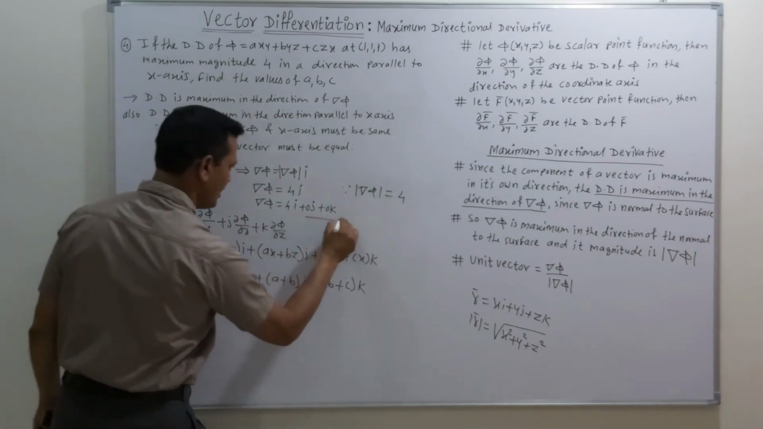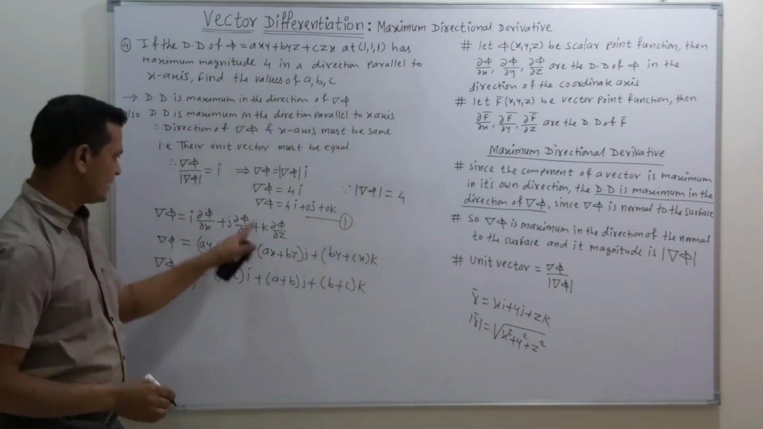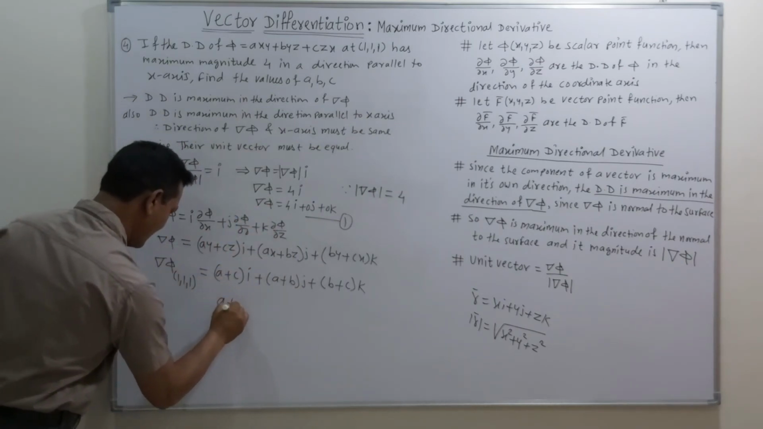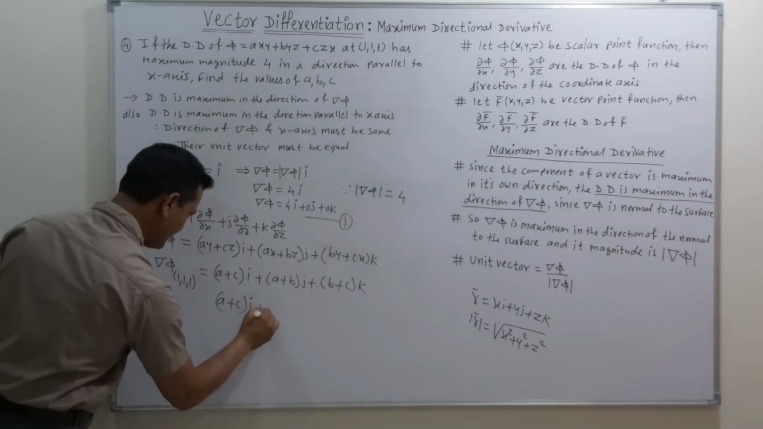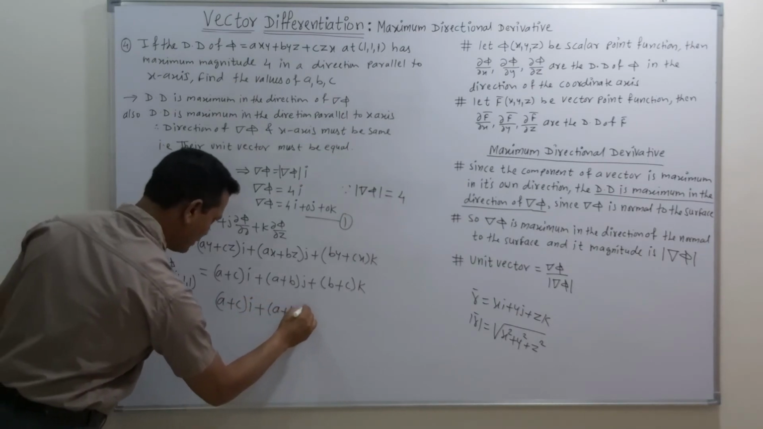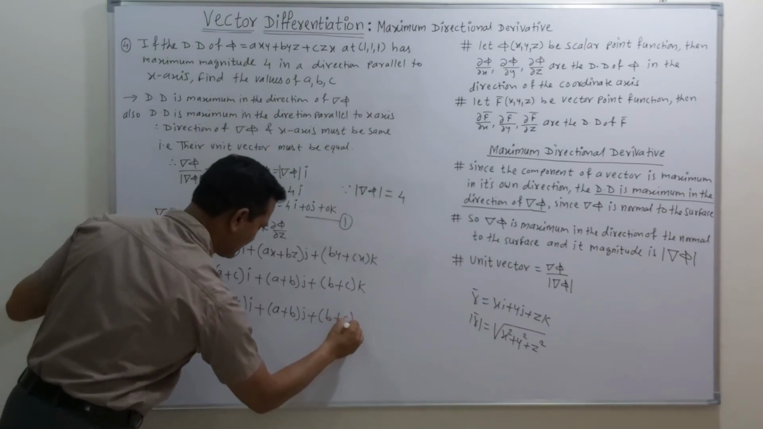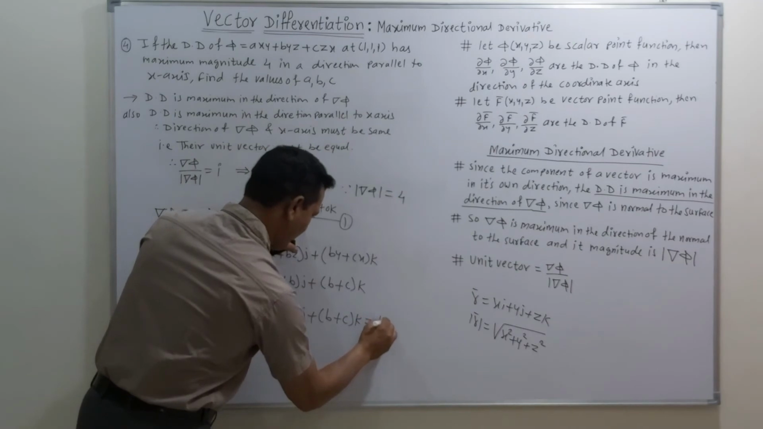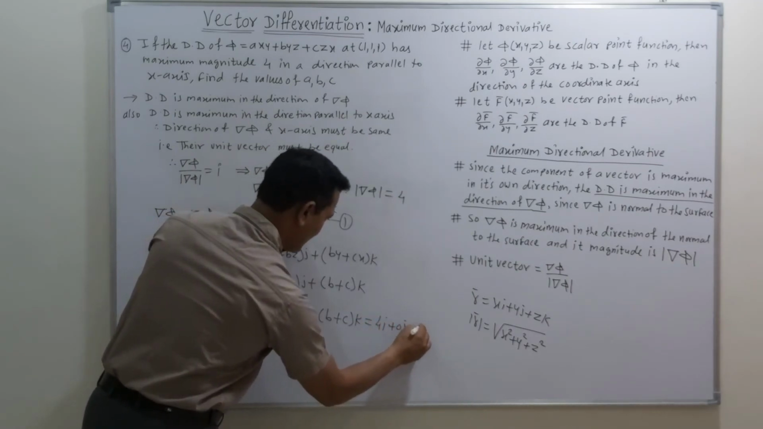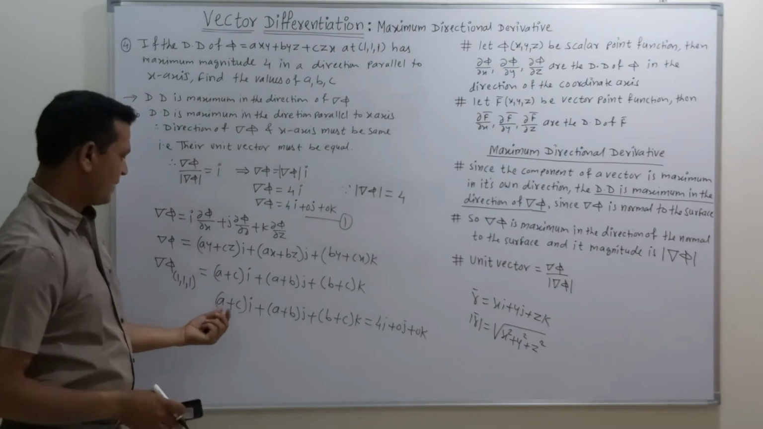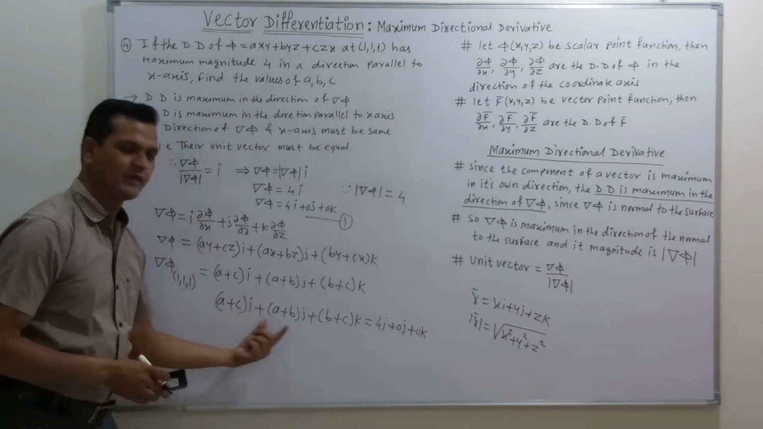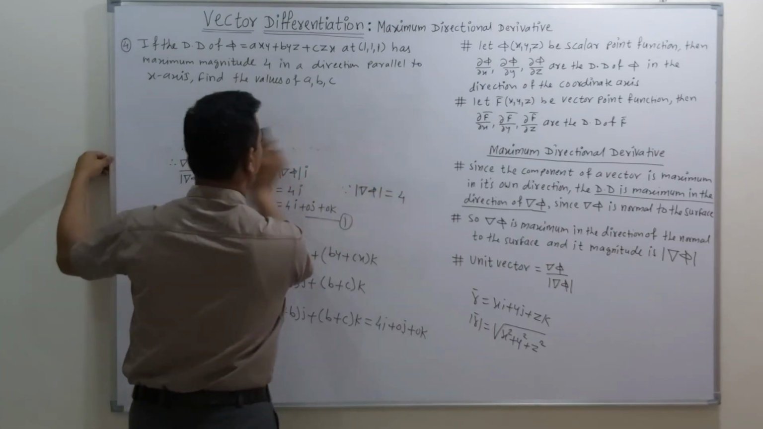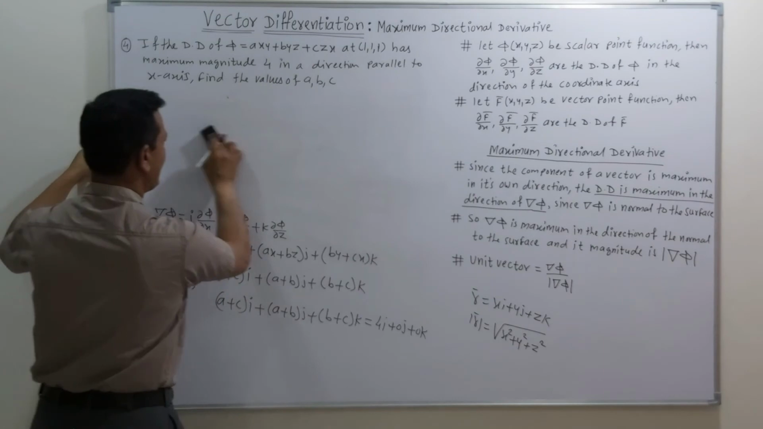Let's call this equation number 1. So del phi is equal to this term. Let's compare these two terms. Put the value of del phi, which is (a plus c) i plus (a plus b) j plus (b plus c) k, is equal to the right hand side value, which is 4i plus 0j plus 0k. Now friends, compare the coefficients of the unit vectors along the x-axis, y-axis and z-axis, so that we get the values of constants a, b and c.